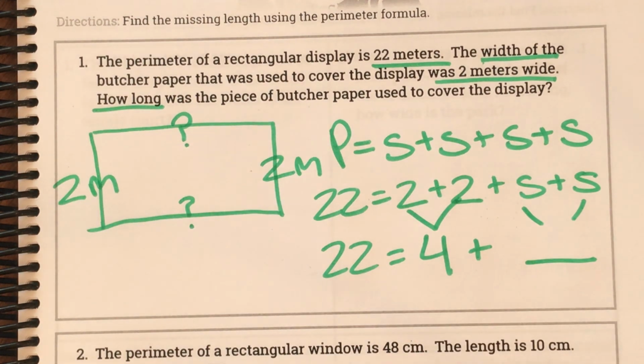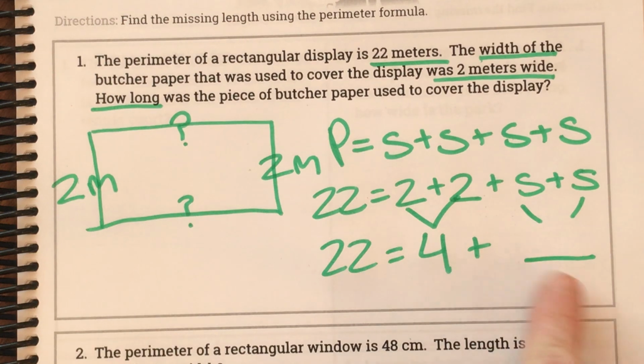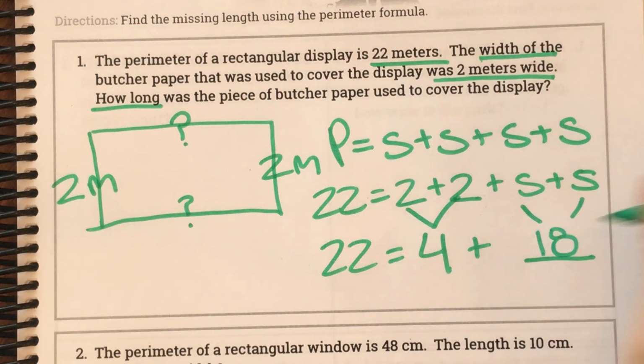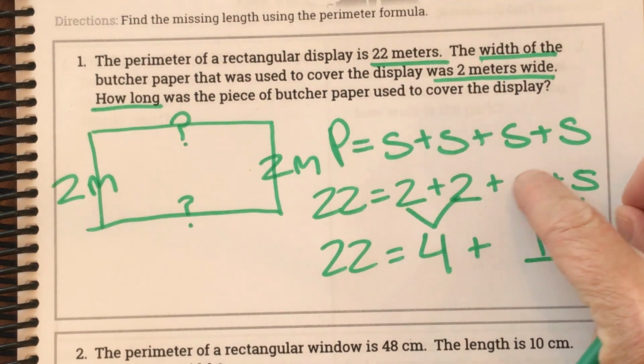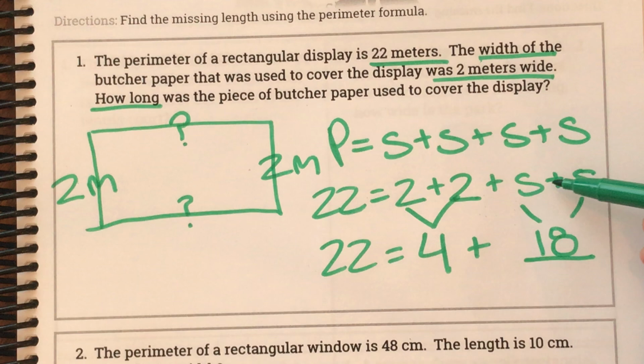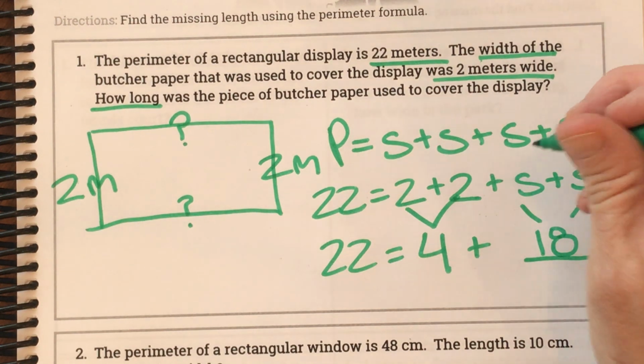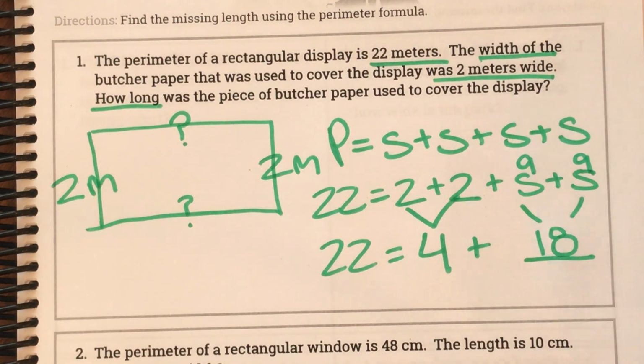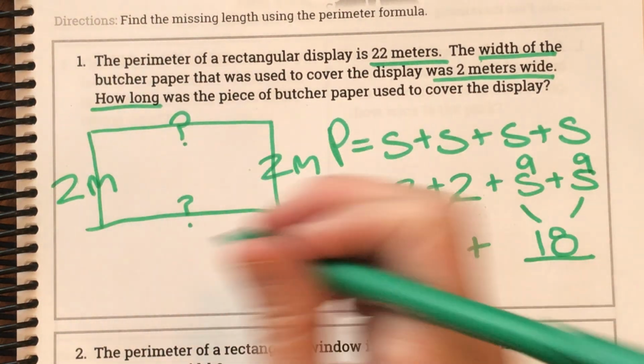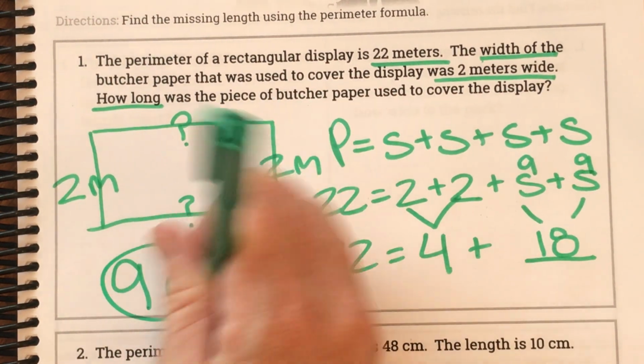But we know it has to equal something that will add up to 22. So 4 plus what equals 22? 4 plus 18 equals 22. So what do each of these have to be? What plus the same equals 18? That would have to be 9 and 9. So we know our answer is 9 meters.